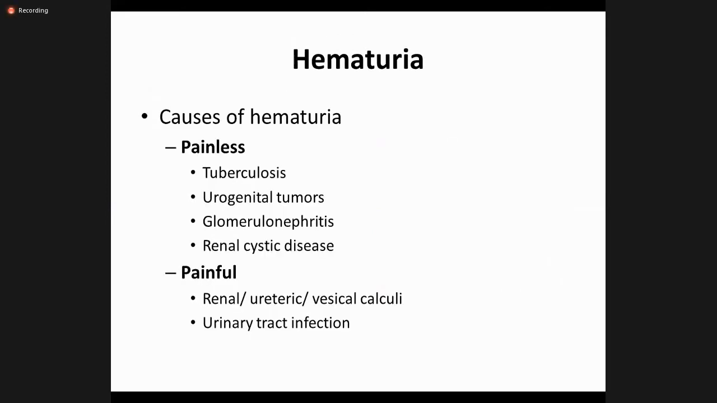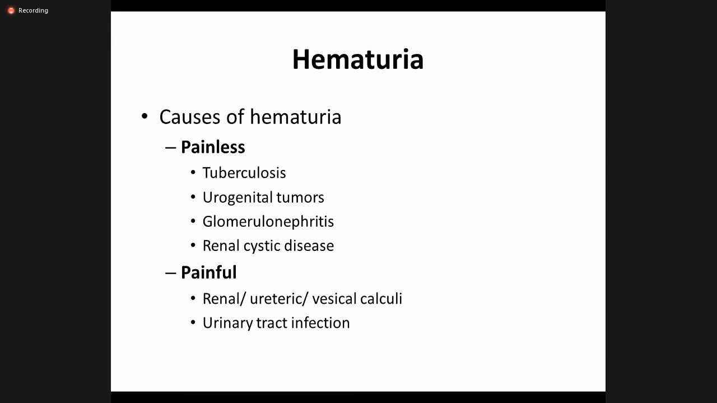What are the causes of hematuria? Painless hematuria. If the patient is complaining of painless hematuria, what things will we think about? We will think about tuberculosis; due to tuberculosis the hematuria could be painless. If the patient has urogenital tumors like kidney tumor, ureteric tumor, bladder tumor, or prostatic tumor, it will cause painless hematuria.